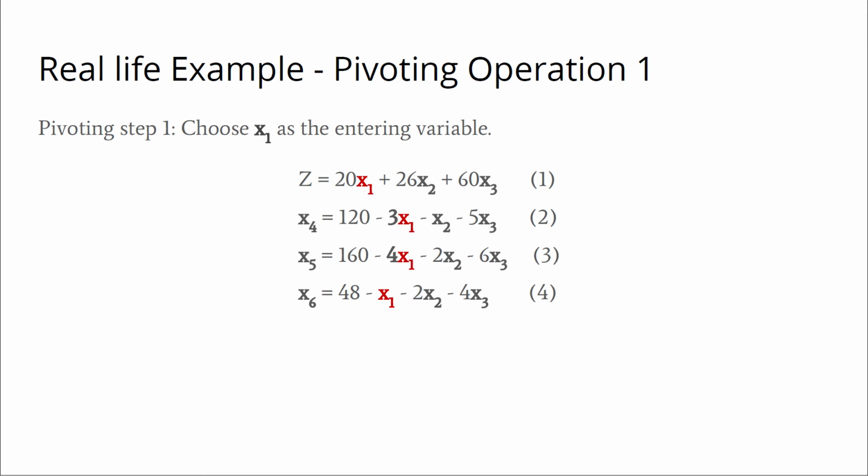First, we need to choose the entering variable. There are three choices, x1, x2, and x3. Since they all have positive coefficients in the objective function z, you can choose either one. In this case, I picked x1. The next step is to calculate the bounds for x1 by dividing the constant term with variable x1's coefficient in each of the equations.